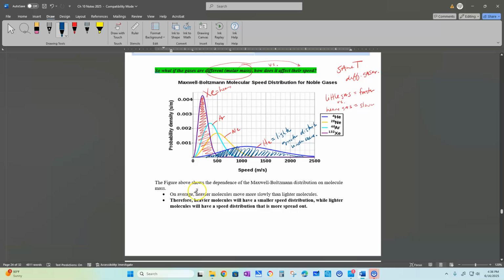So the figure above shows the dependence of the Maxwell distribution curve, Maxwell-Boltzmann distribution. On average, heavier molecules move more slowly than lighter. Heavier molecules will have a smaller speed distribution, whereas lighter molecules have a speed distribution that's more spread out. So the heavier it is, right there, has a smaller speed distribution, whereas lighter ones have a speed distribution more spread out, like helium, okay?